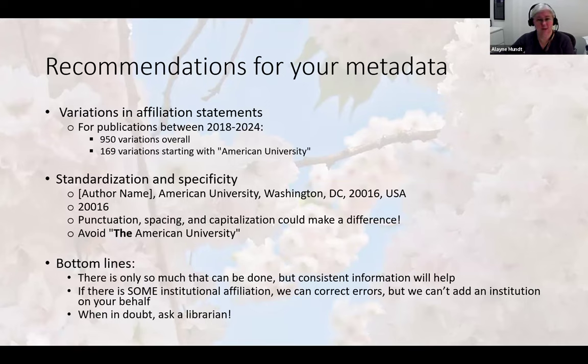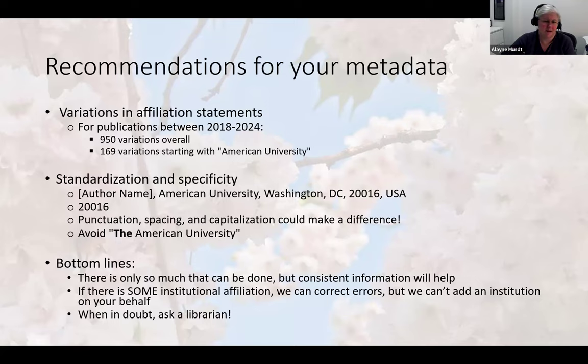So there are any way under the sun to affiliate yourself in publication statements with AU. So we would really recommend trying to be as standard and specific as possible. Adding in your name, American University as a baseline, Washington DC 20016, the zip code does seem to help. Also punctuation, spacing, and capitalization can make a difference. We do see variations that make a difference where there's a period added or no period added or a comma or a space.